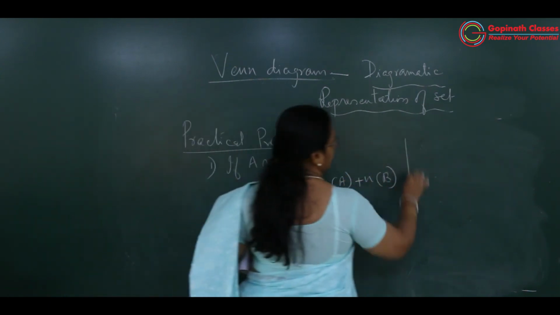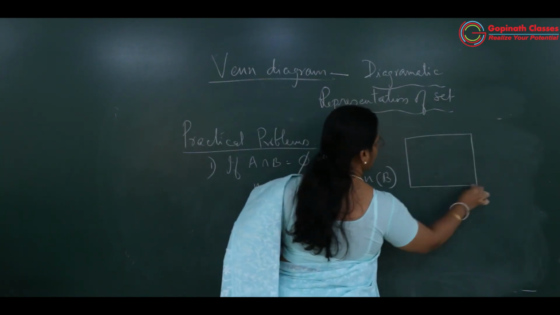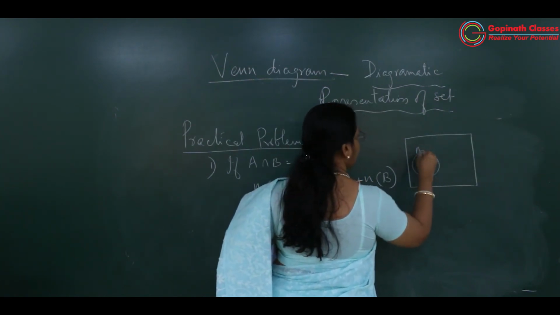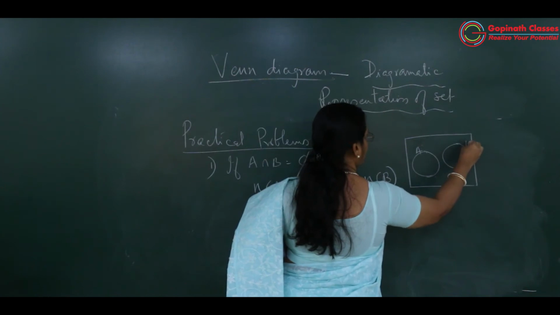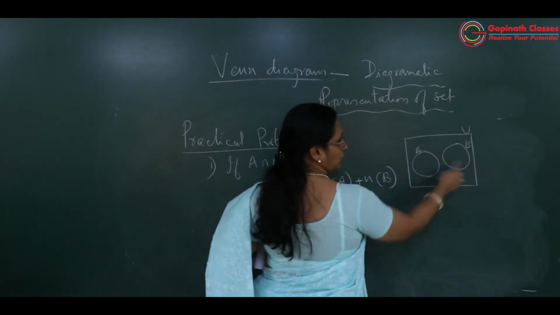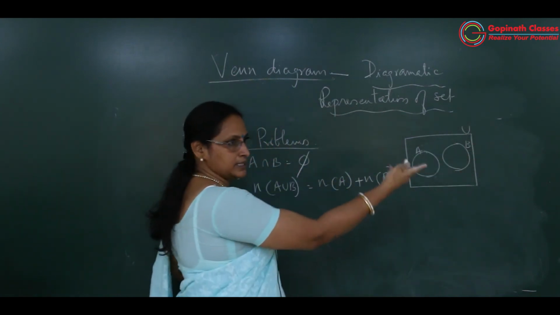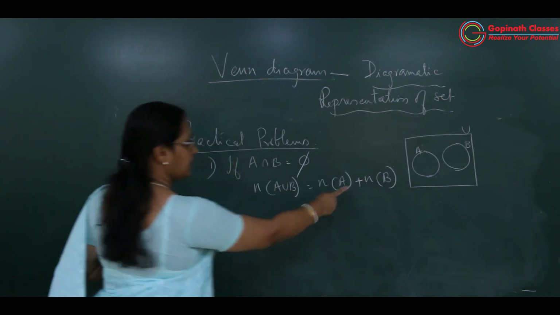Very simple, it can be understood very clearly using Venn diagram. This is A, this is B, there is no common element, so how many will be in the union? As many as in A, as many as in B, just add it. That's the meaning of this.